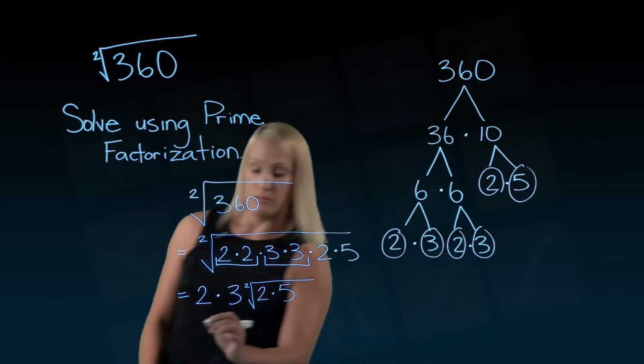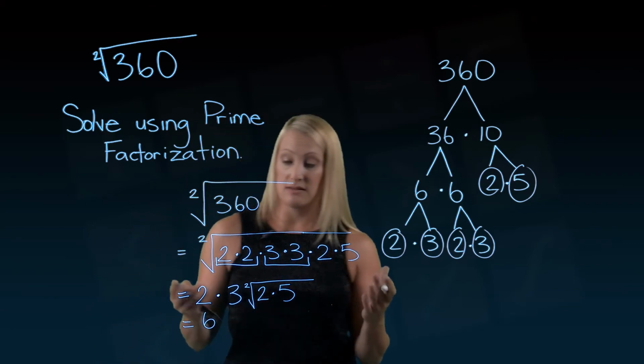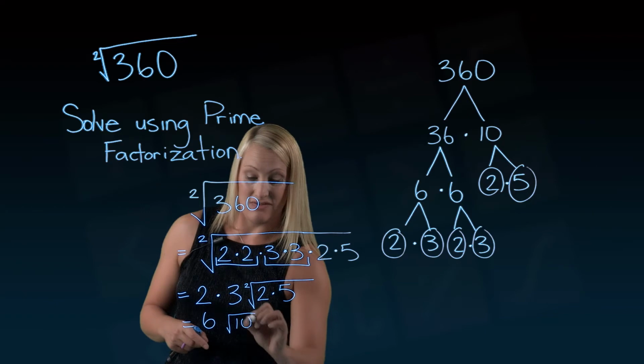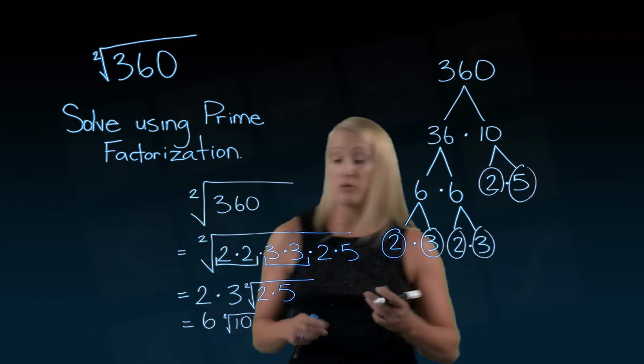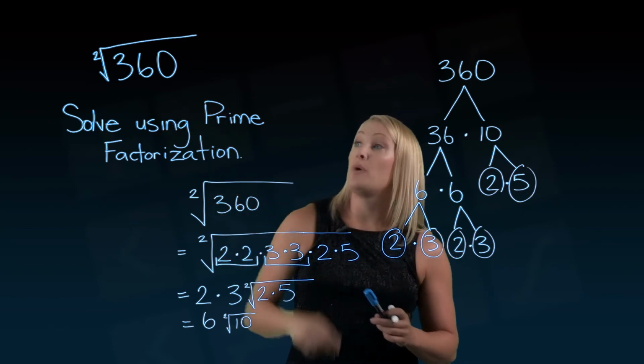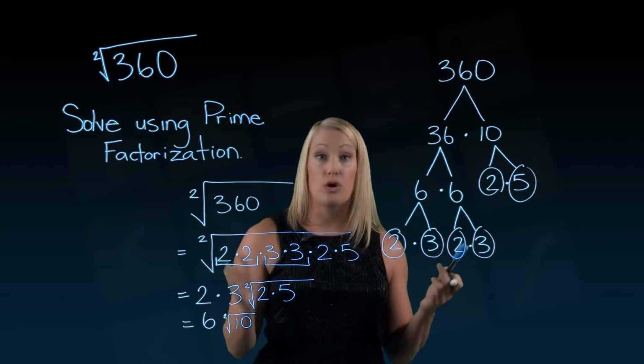2 times 3, sorry, I'm getting to the bottom of your screen here. 2 times 3 is 6, and 2 times 5 is 10. And we're going to leave that 10 under a square root sign because it didn't have a pair to come outside. So the square root of 360 simplified is 6 square root 10.